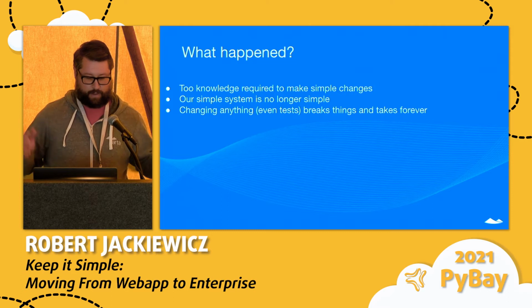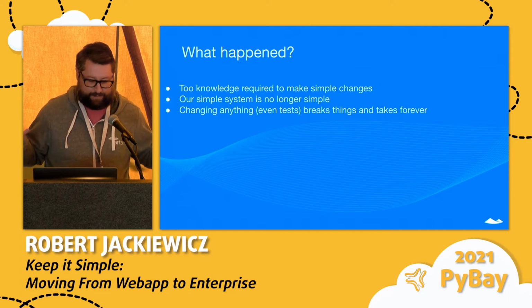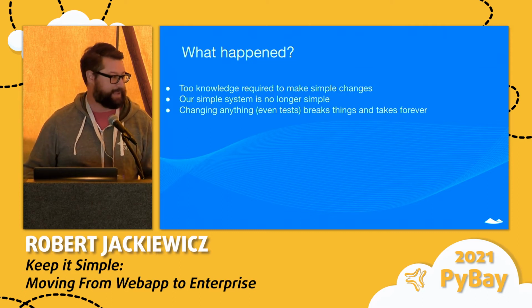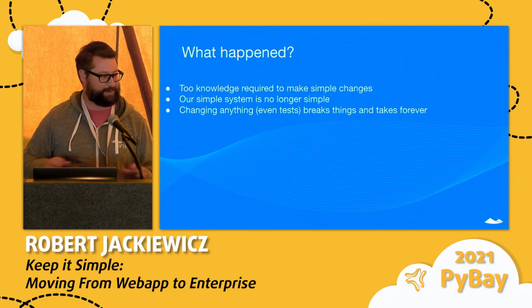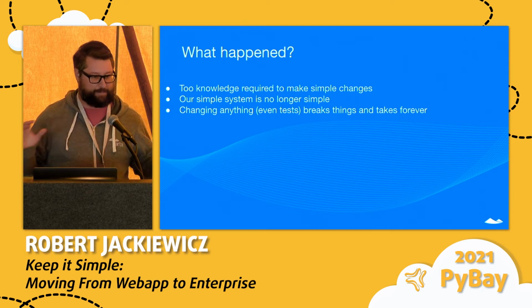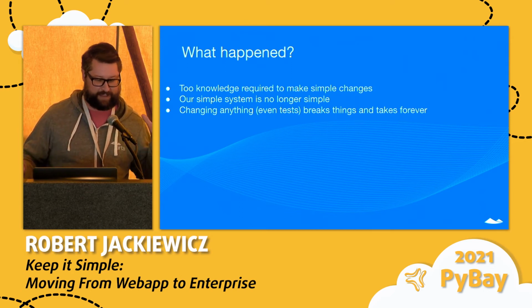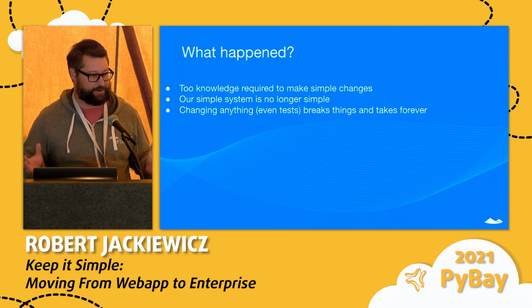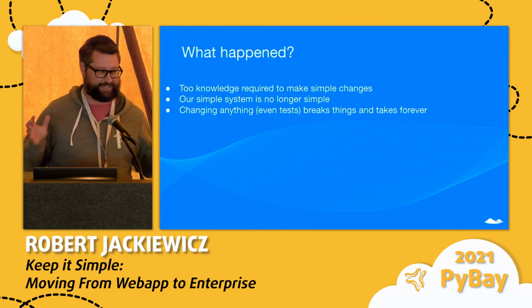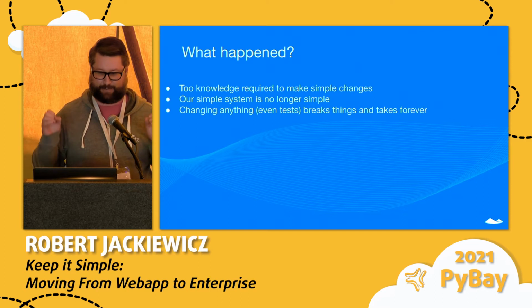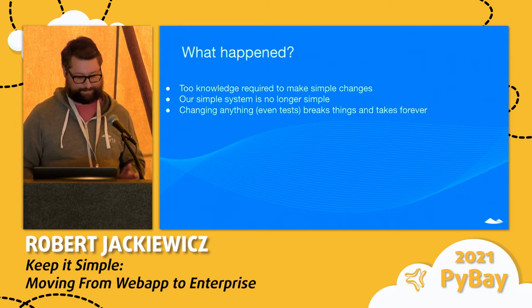So what happened? Well, too much knowledge is required to make simple changes. Our simple system is no longer simple. You have many people working on many parts of the code base, basically stepping on each other's toes. I'm sure everybody in this room has been in this situation at least once in their lifetime.